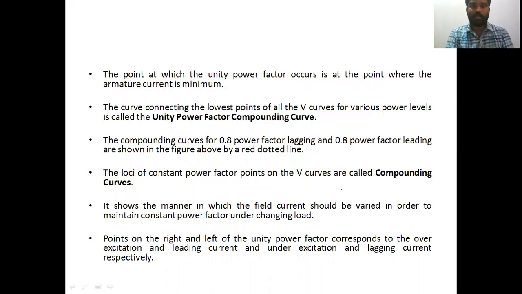The curve connecting the lowest points of all the V curves for various power levels is called the unity power factor locus, otherwise unity power factor compound curves. Usually we will prefer the machine to be running at 0.8 lagging to 0.9 lagging. In practical cases, achieving unity power factor is very difficult. Usually we don't get unity power factor.